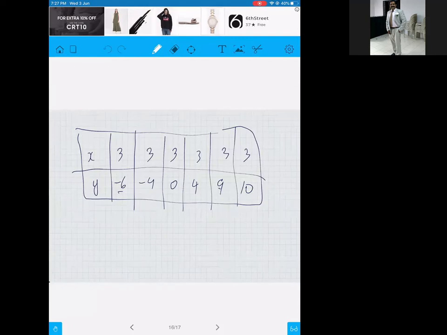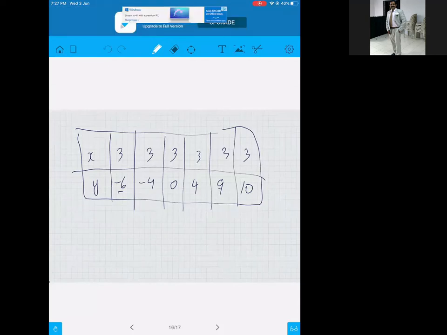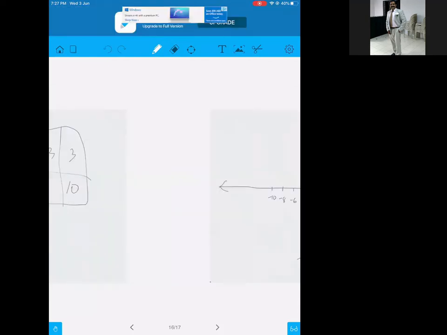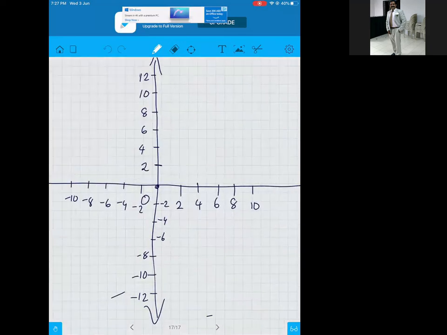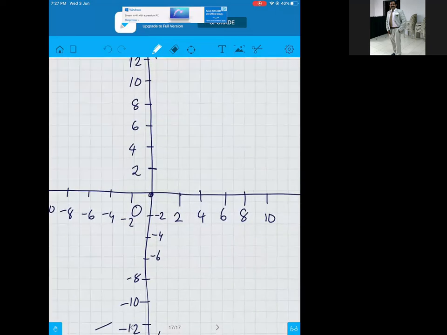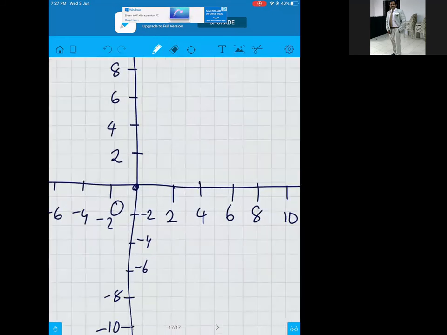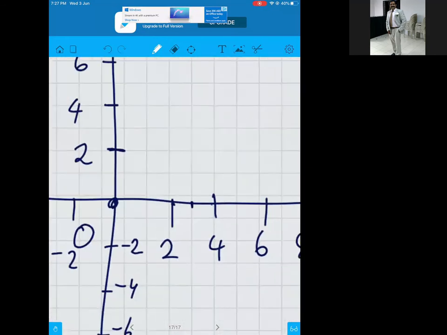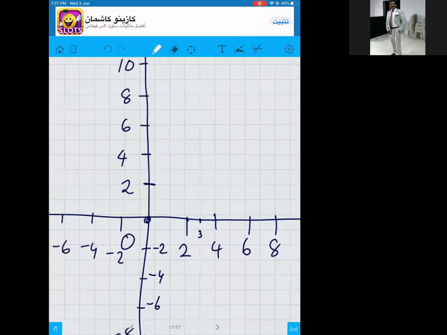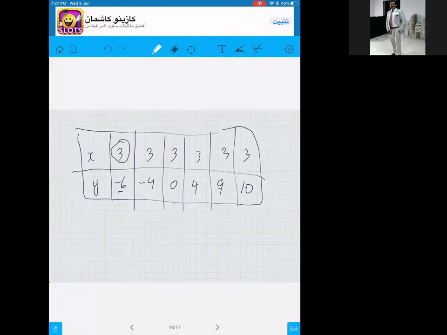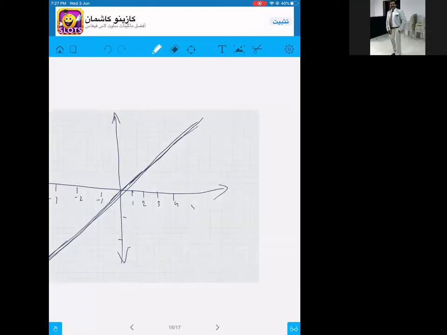So when x is equal to 3, y is minus 6. Where does this 3 stand? 3 stands between 2 and 4, correct? So this is our 3. When x is equal to 3, what is the corresponding y value? Minus 6. Very good.